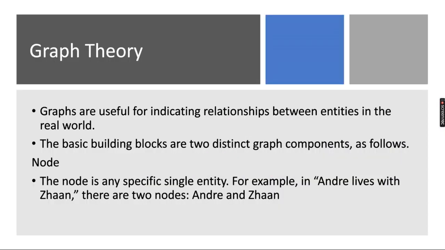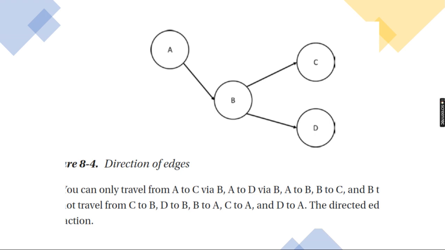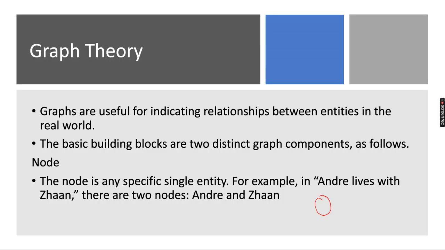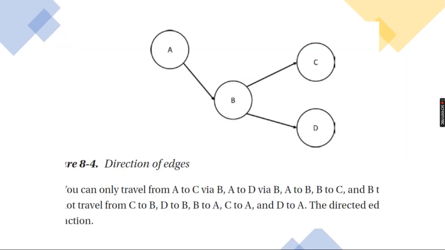Now, graph theory is useful for indicating relationships between the entries in the real world. The basic building blocks are two distinct graph components as follows. Node. The node is any specific single entity. For example, in "Henry lives in Jahan", these are the two nodes, Henry and Jahan. Now what we have to do, we have to create a node like this, and we have to create another node like this, and we have to create the connection if it is a directed graph.